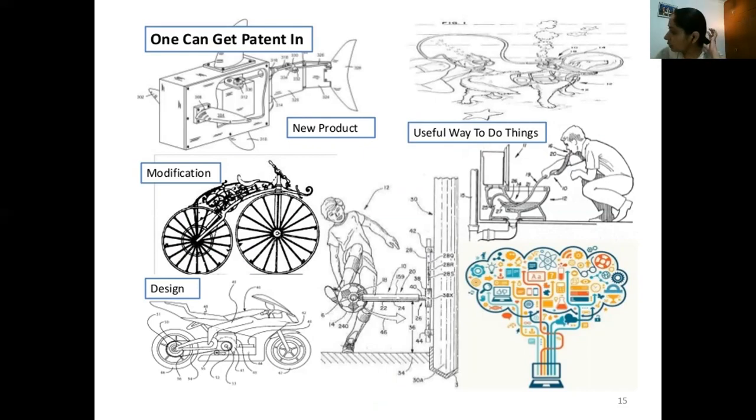Initially, there were certain constraints, but after the amendments of the Indian Patent Act 1970, product patents and process patents both are valid. So one can get patent in product as well as process. Altogether a new product, useful way to do things, a modification. But remember, the modification should have a clear-cut advantage, a technical advantage for the customer or for the user as compared to the older version.